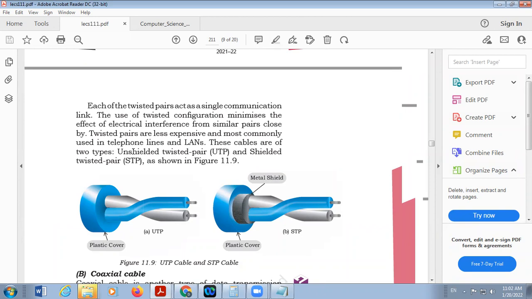So these three drawbacks: outer noise, second one, it is not used for long distance. Third one is less data transmission rate. And advantages are economical, and second one is easy to handle.